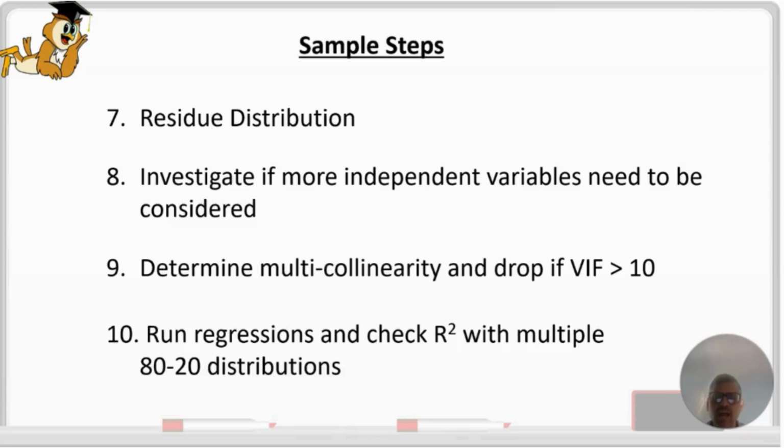Having done that, I would run regressions and check R square with multiple 80-20 distributions. So what are these 80-20 distributions? Let's say I have 1000 points in my training data. I would randomly divide it into 800 for training and 200 for testing, and run a regression on the 800, run the testing on the remaining 200, see what my R square was, see what my accuracy was, and I would keep an eye on two things.